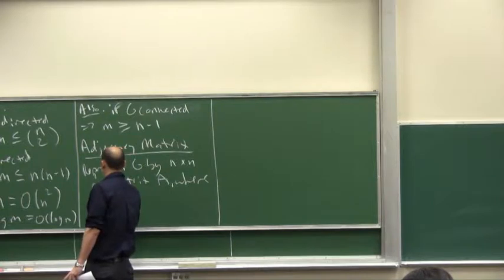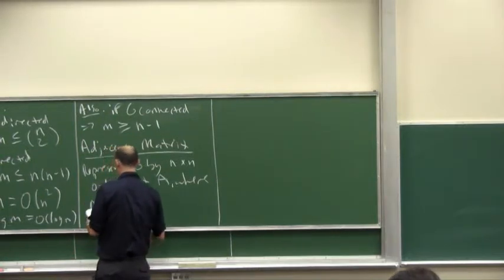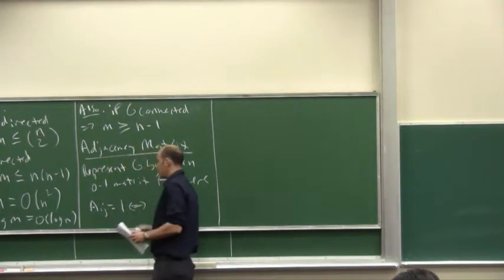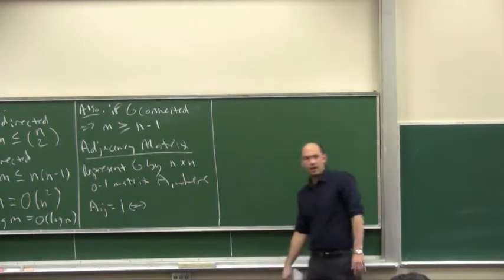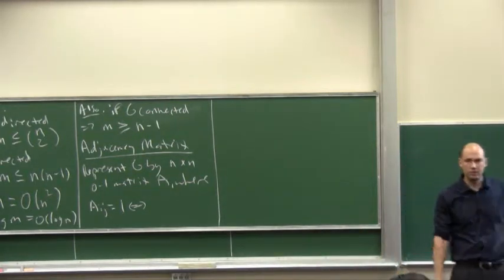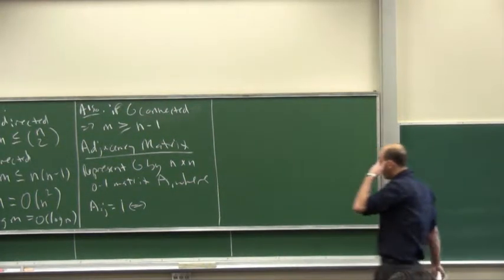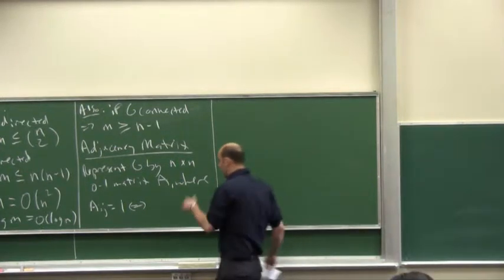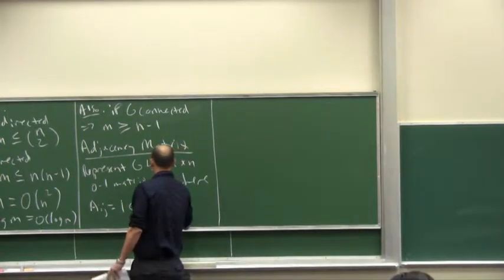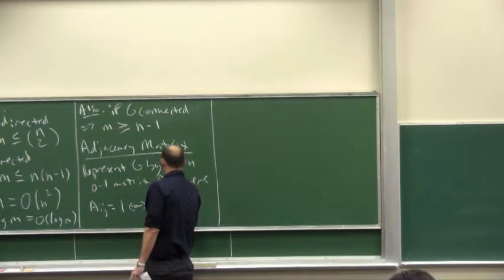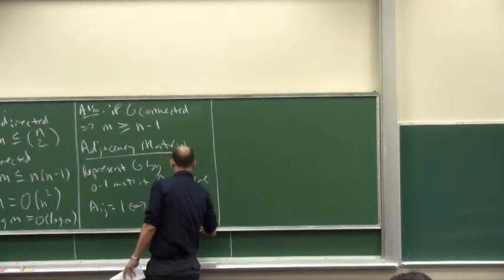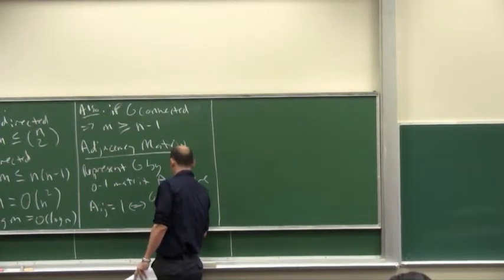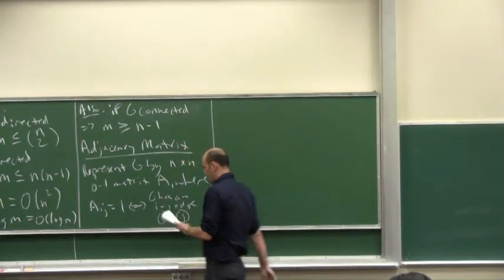A given entry of the matrix is 1 if and only if... So remember, it's n by n. An entry is indexed by two nodes, i and j, and it's a 1 if and only if there's an edge between the nodes i and j. Okay? So G has an ij edge. All right?